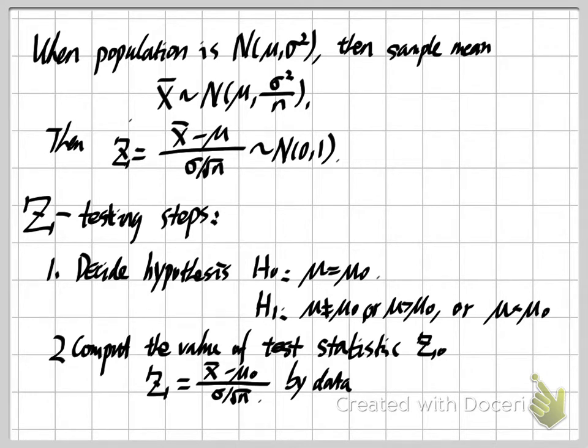And then the last step is to get a conclusion. This means we decide to reject our null hypothesis, or we fail to reject it, or we accept it. For this last step, I want to give more explanation based on our different assumptions of the H1 hypothesis, the alternative hypothesis.